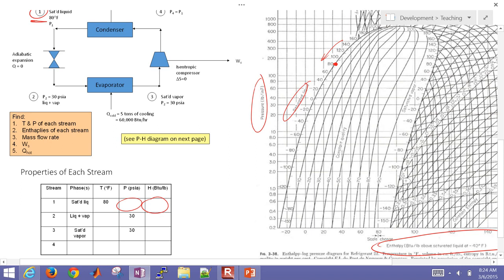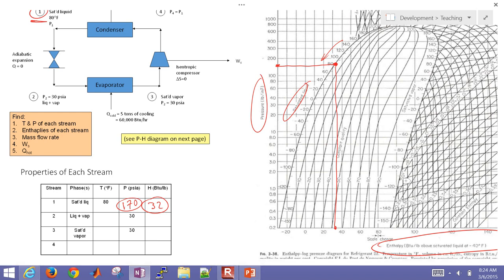So 80 degrees saturated, I'm just going to come over here, and that is going to be about 170 psia. Okay, so pretty high pressure. And then if I come down here, there's my enthalpy, and that is about 32 BTUs per pound mass. Okay, so that's a specific enthalpy.